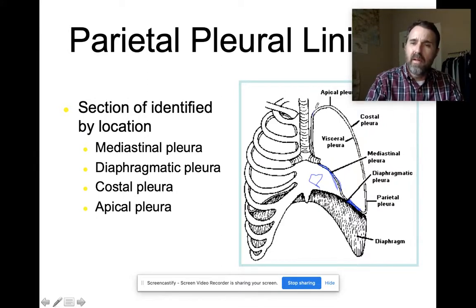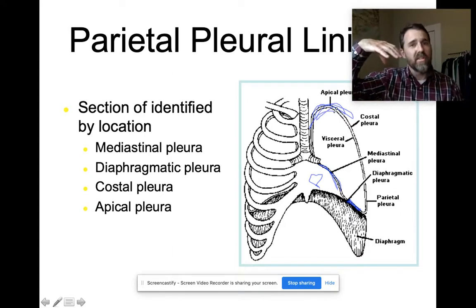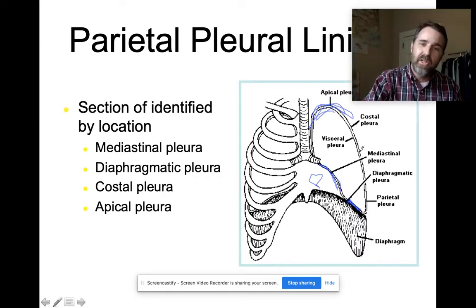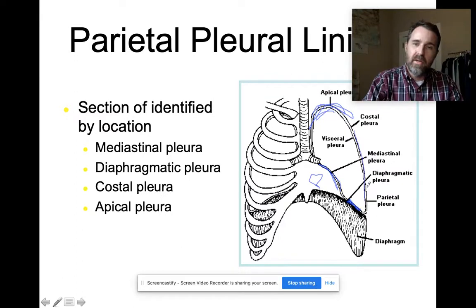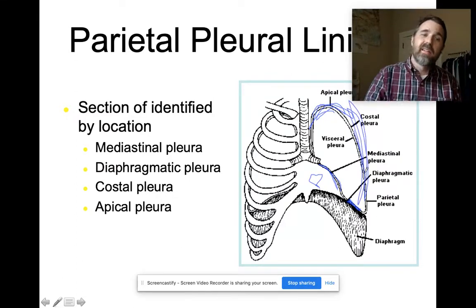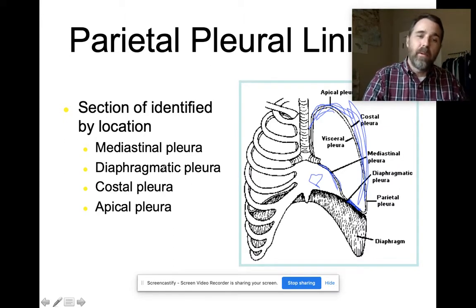Apical pleura, apex, apical, that's going to be at the top. So the superior most section of the parietal pleura is the apical pleura. And then that section of the pleura that is associated with the ribs, meaning laterally, that is the costal pleura. So mediastinal, diaphragmatic, costal, and apical pleura, these are sections of the parietal pleura.